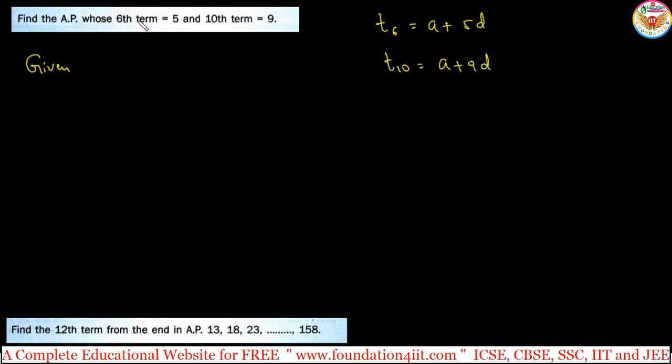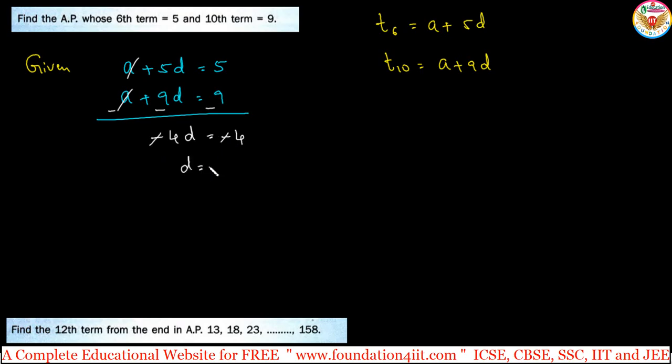Right. The 6th term is 5. That means a plus 5d is equal to 5. The 10th term, that is a plus 9d, is equal to 9. Do the elimination method and find the a and d values from this. So subtract: a minus a cancels. 5d minus 9d is minus 4d. 5 minus 9 is minus 4. Minus 4 you can cancel. Then d is equal to 4 divided by 4, that is 1.